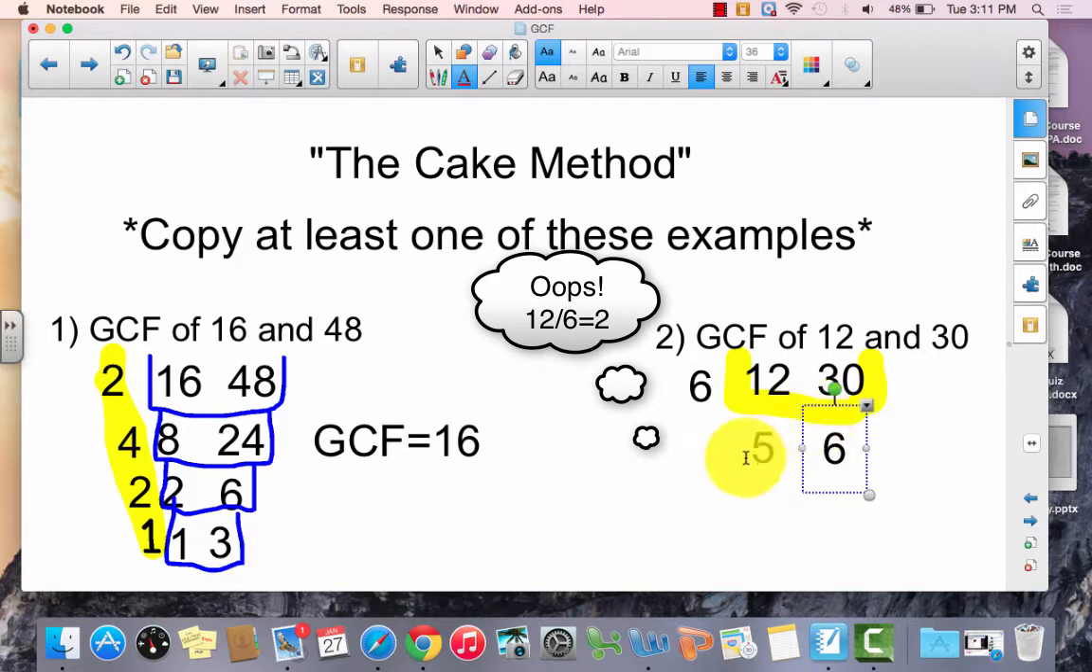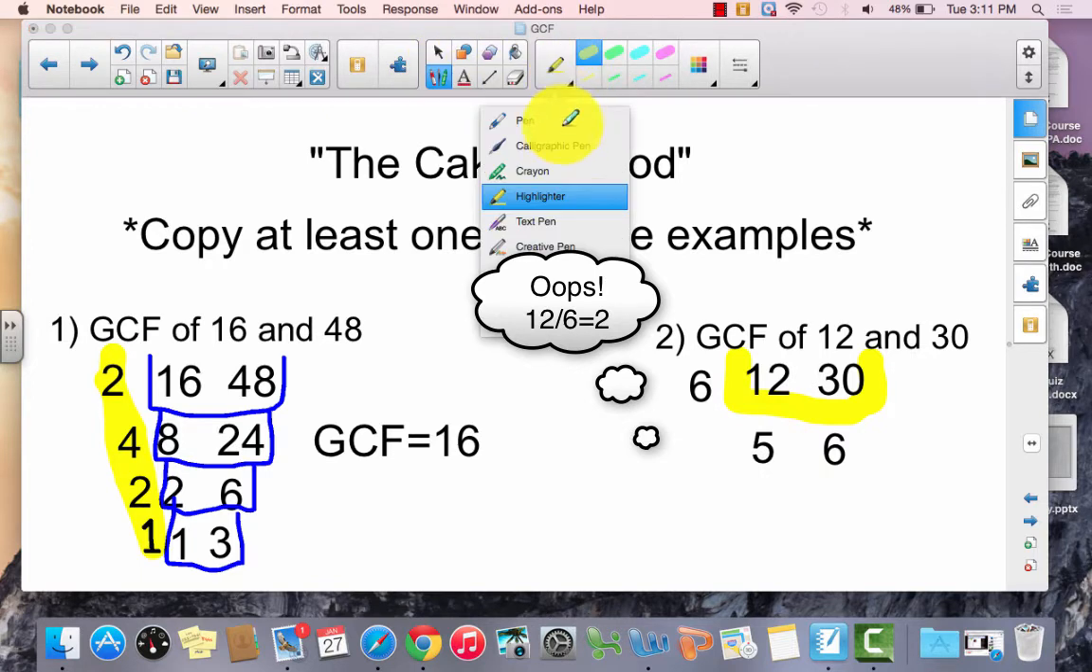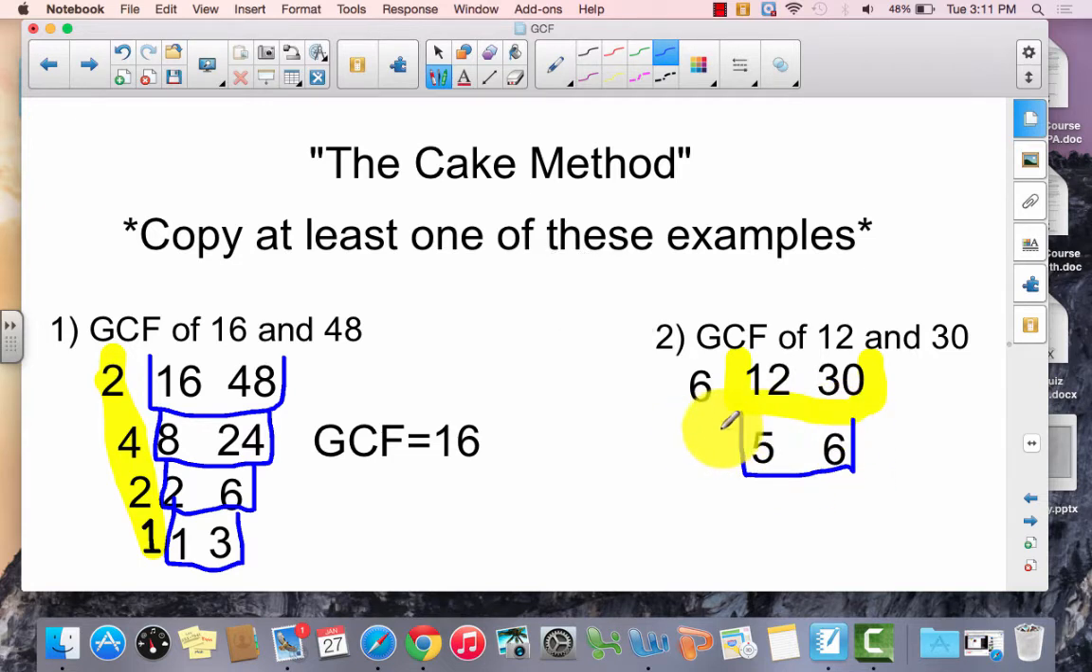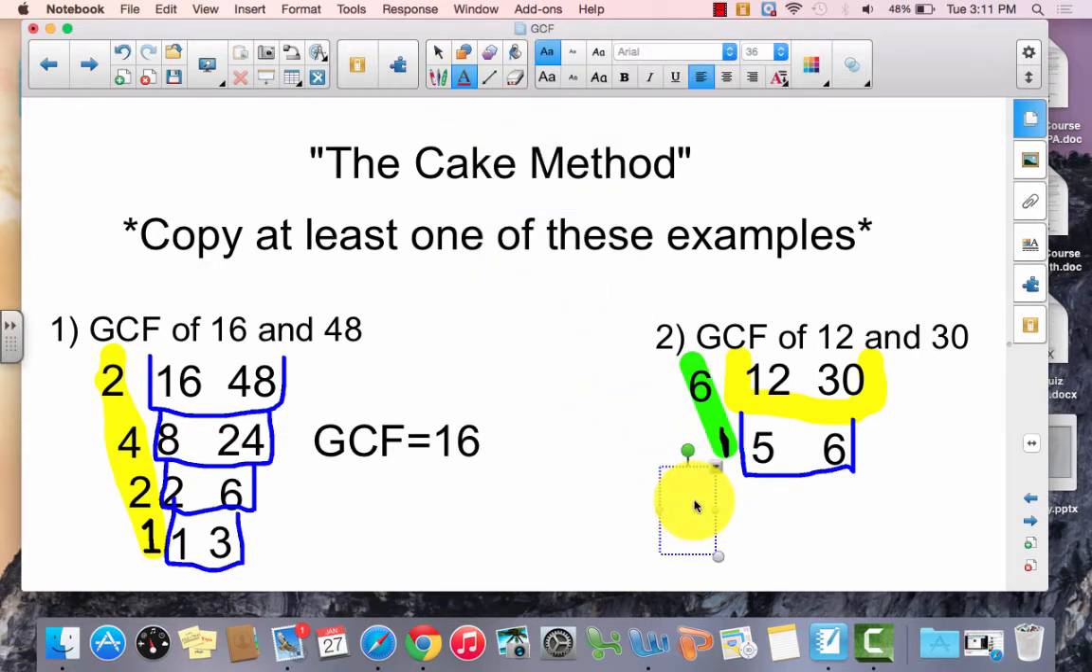And this is going to end up being a very tiny cake because I'll go ahead and draw that second layer. 5 and 6 don't have any other common factors other than 1. So if I multiply those numbers down the side together, 6 and 1, I find that my GCF is going to be 6.